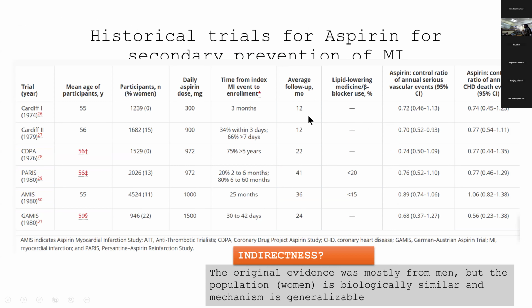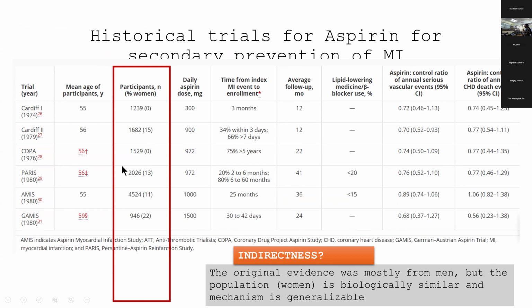So these are the characteristics of the said trials. You have the mean age, and I want you to look at this column. What do you notice? All these trials have predominantly been done in men, but you're applying this to your patient who's a female. So is that indirectness or not? Okay, you might not really consider it indirectness because you're probably thinking that aspirin is biologically similar in males and females. Why should that really be a difference? So maybe you might not consider this as indirect.